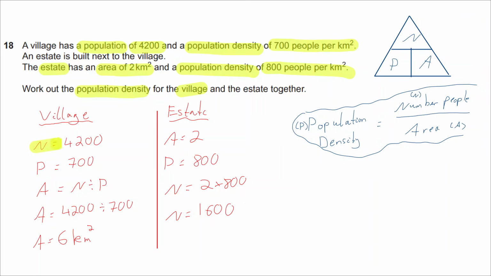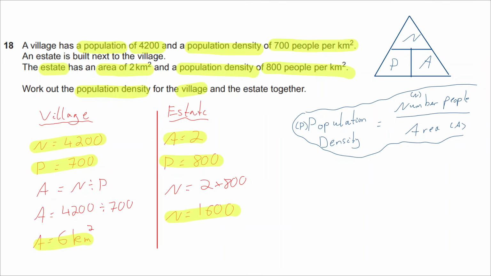Now I've got everything I could possibly want. I've got N, P and A for the village, and I've got A, the population density, and the number of people for the estate. Let's add some units here, just to make it clear: this N is 4,200 people. In fact, I think that's making it more confusing, so let's ignore that for the time being. What is the question asking? The question is asking to work out the population density for the village and the estate together.